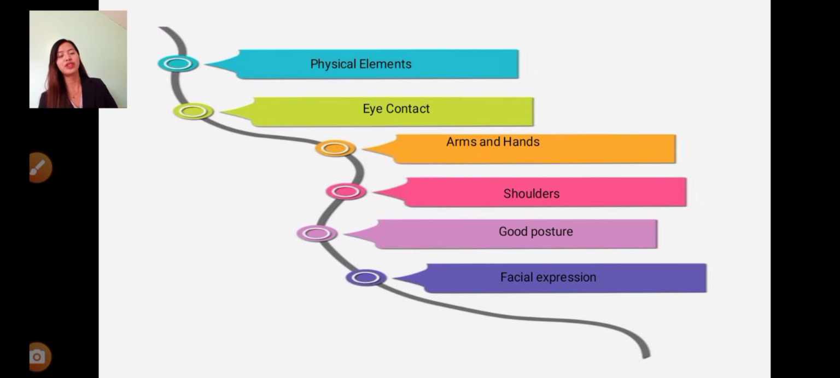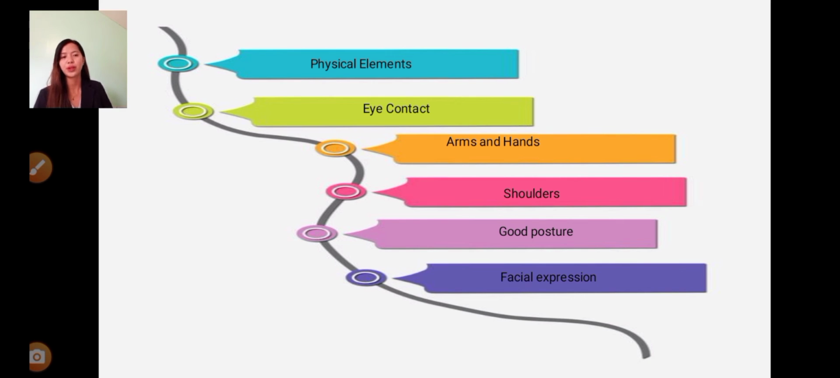When we use hand gestures, it emphasizes the feelings and emotions of a speaker. Shoulders. It is also important that we use our shoulders in our speech delivery, because these are signals. When we shrug our shoulders, when we move our shoulders, there is a significant meaning about it that could add up to the efficacy of your speech delivery.